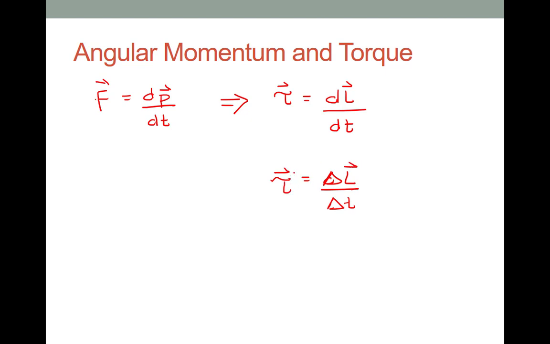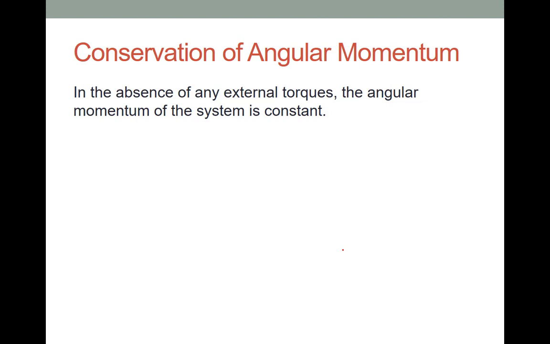If there is no torque, no net external torque, then that means that this has to equal 0. In which case, delta L equals 0, or L final has to equal L initial. Final angular momentum has to equal initial angular momentum, which means we just derived ourselves a conservation law. The conservation of angular momentum occurs when there are no external torques acting on the system of interest.